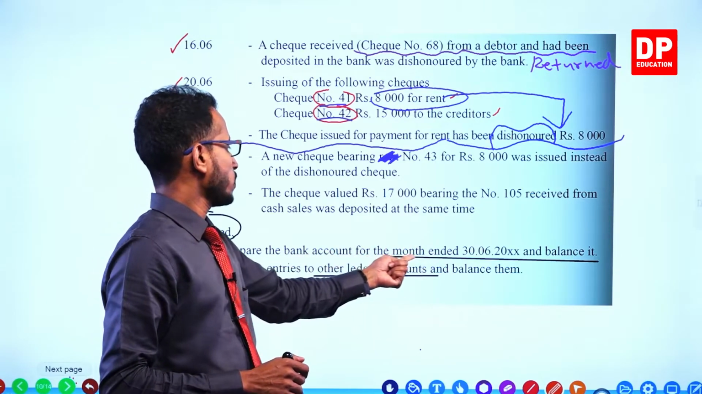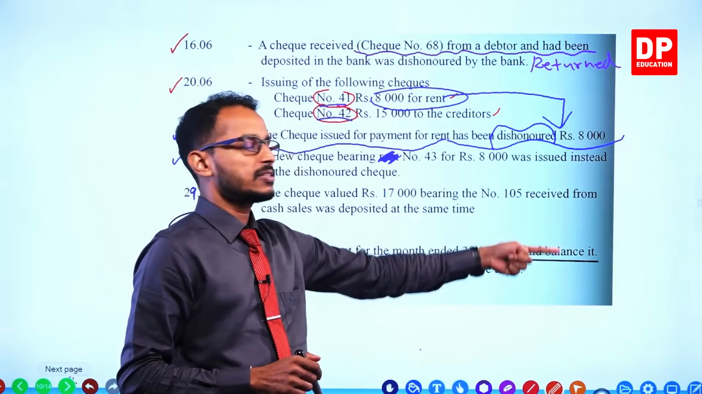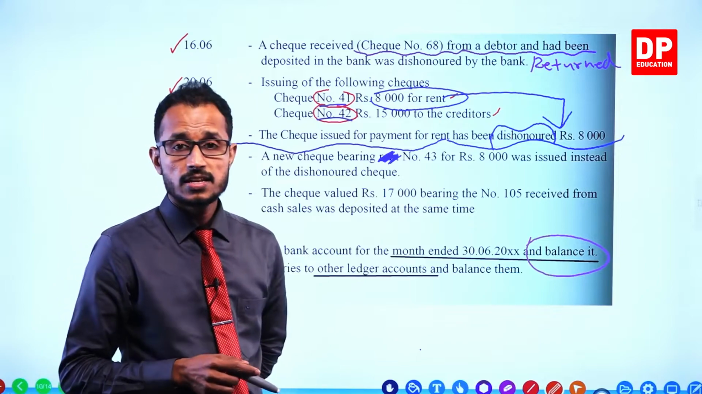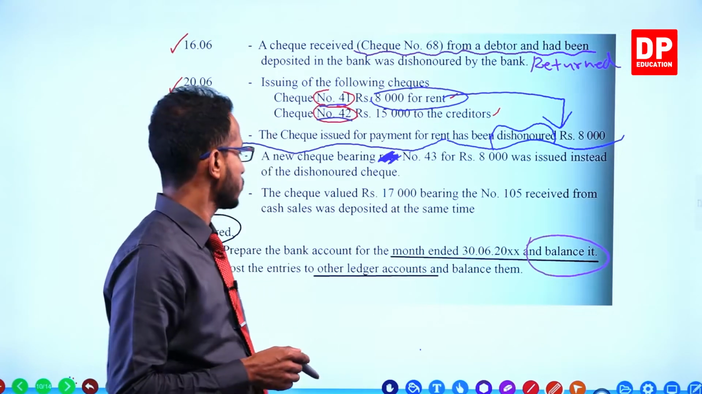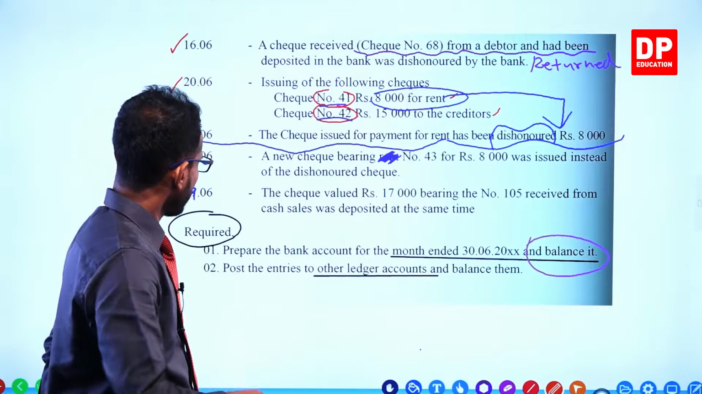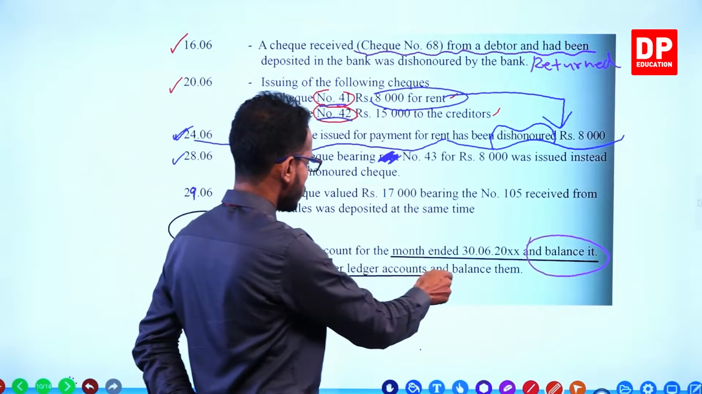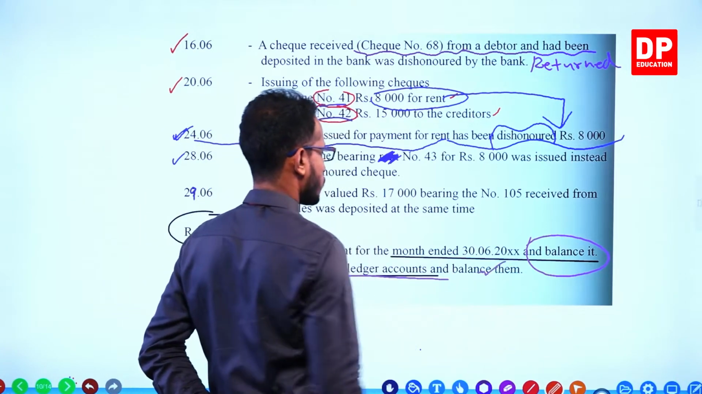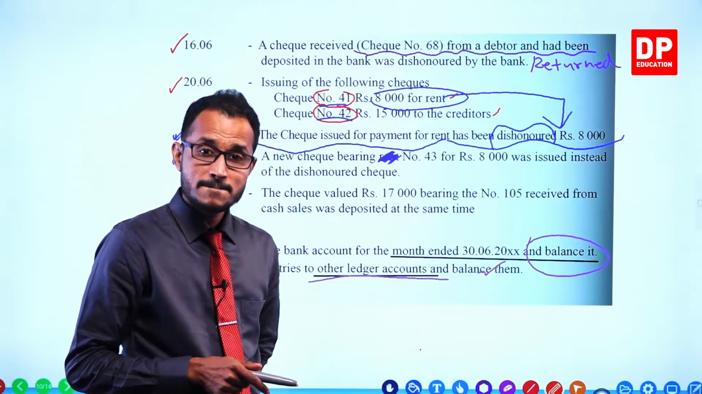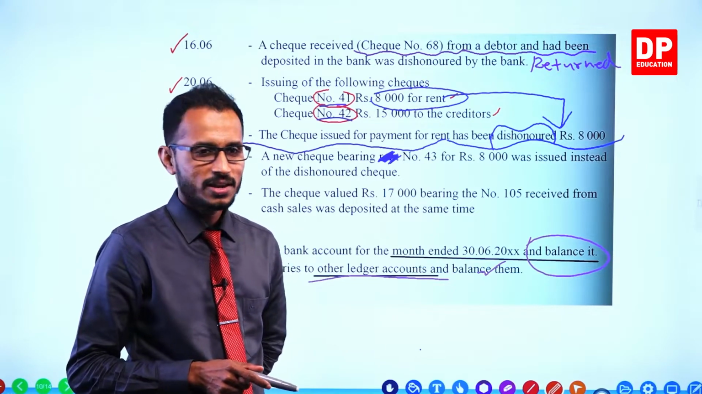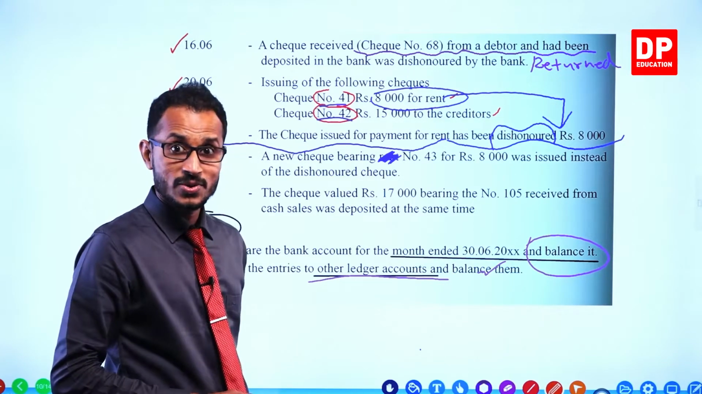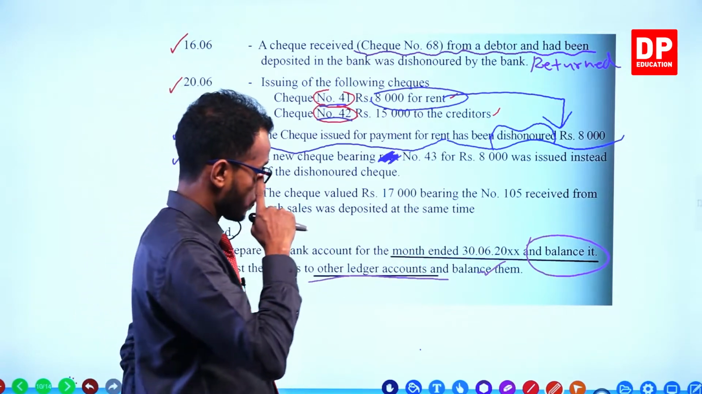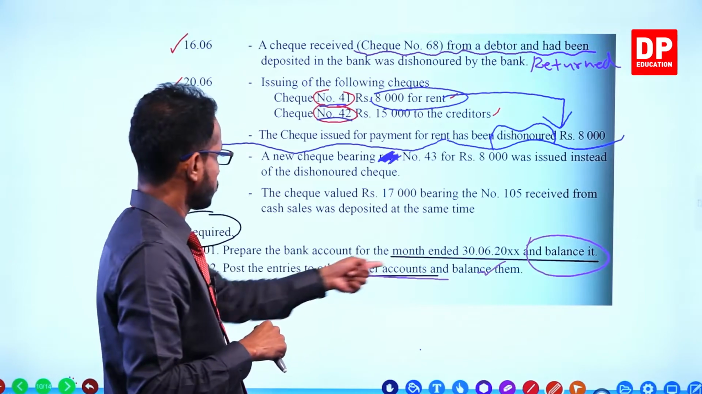Prepare the bank account for the month and balance it. We did not balance it. Let's balance. But did we post the entries to the relevant ledger accounts? Yeah. Balance them? We'll try. First, we'll balance the bank book. All right. Yeah, let's balance it.